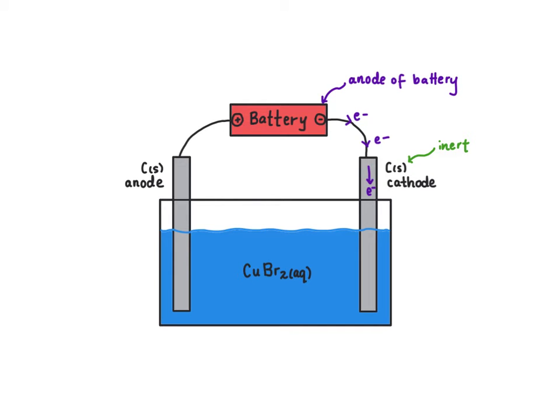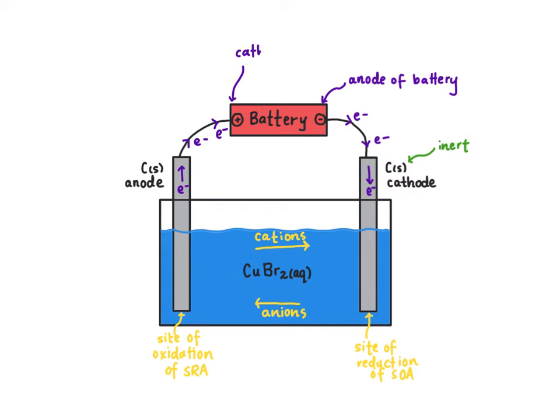Electrons enter our cathode, and the same as we would have in a voltaic cell, the cathode is going to be the site of reduction. And our strongest oxidizing agent will be the thing that is reduced, same as in a voltaic cell. Within our solution, cations will flow towards the cathode, just as in a voltaic cell. Anions will flow towards the anode, which is the site of oxidation of the strongest reducing agent. In our anode, as oxidation occurs, electrons will leave the solid anode and move towards the battery, entering the cathode or positive terminal of the battery.